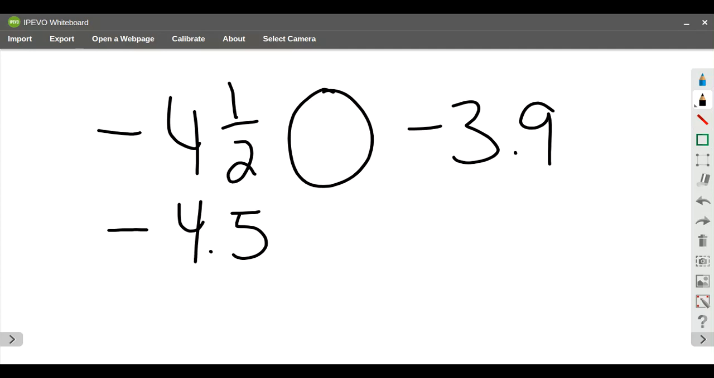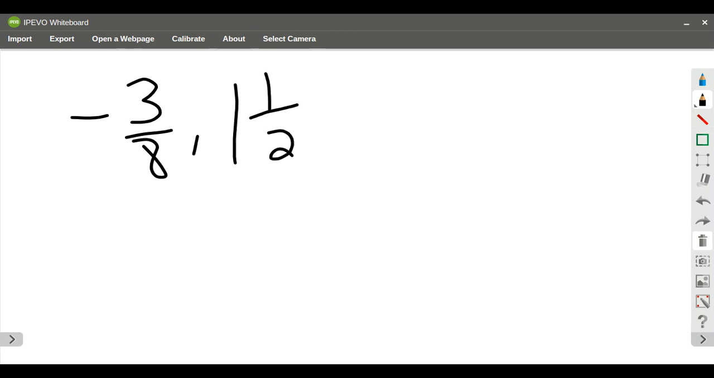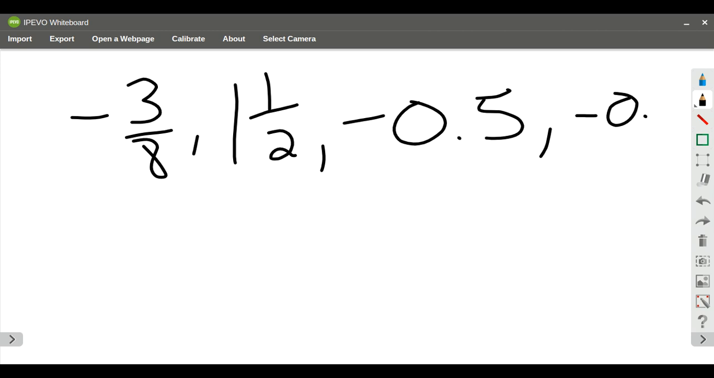Negative 4.5 is going to be less than negative 3 9/10 because it's further away from 0. All right, so if we take a look at doing some ordering numbers from least to greatest, I have negative 3/8, 1 1/2, negative 5/10 and negative 9/10. So again, evenly split, where I have decimals and I have fractions.